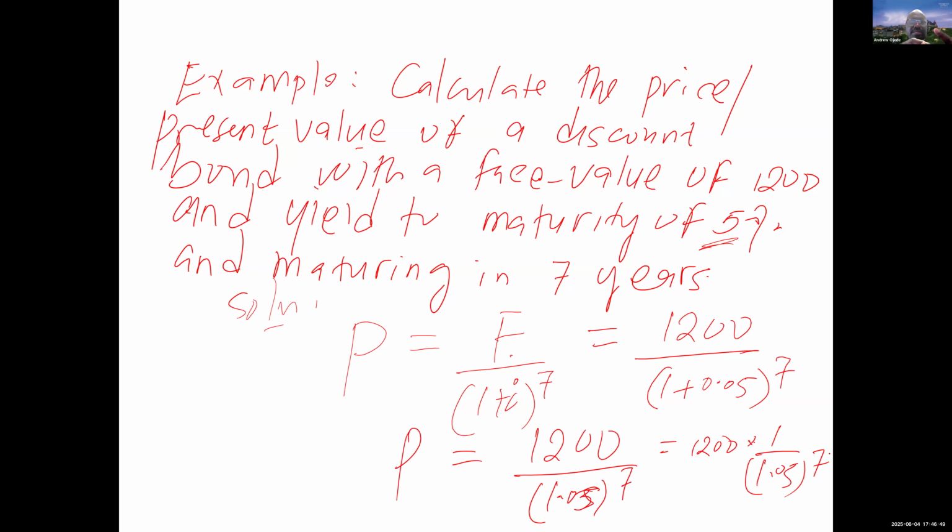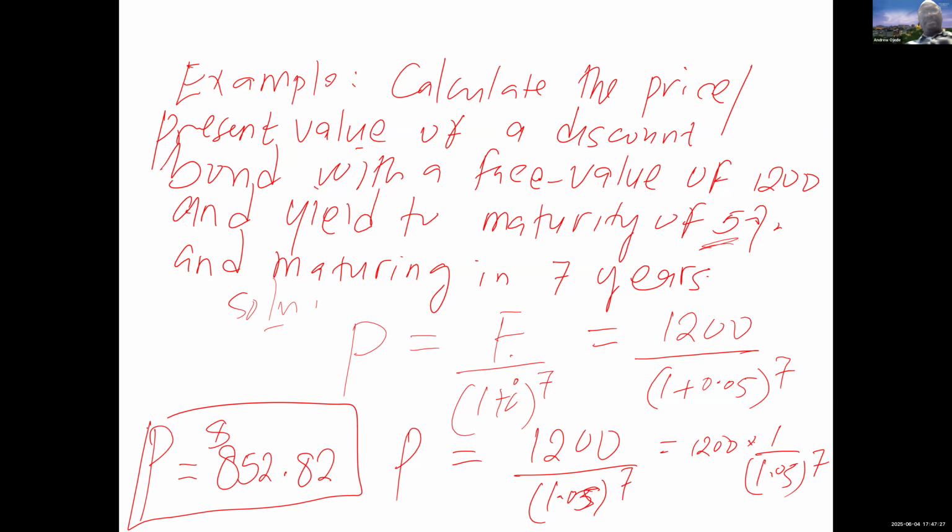So you're going to do 1 divided by 1.05, enter. Then raise that answer to the power of 7. You get 0.71, whatever, then times 1,200. So the price of this bond is going to be $852.82. That will be the price of that bond.